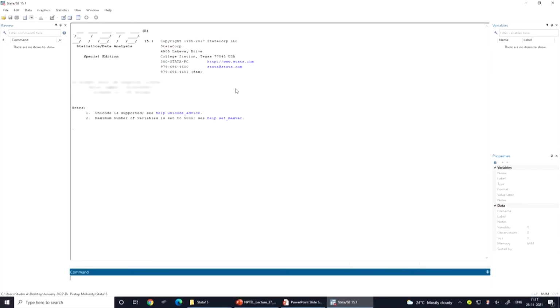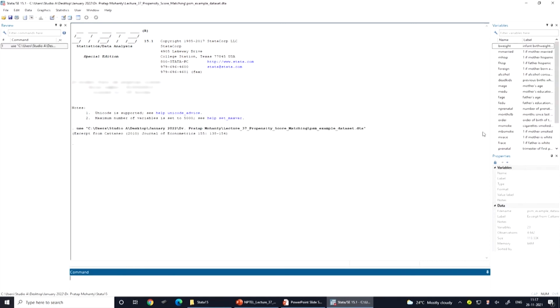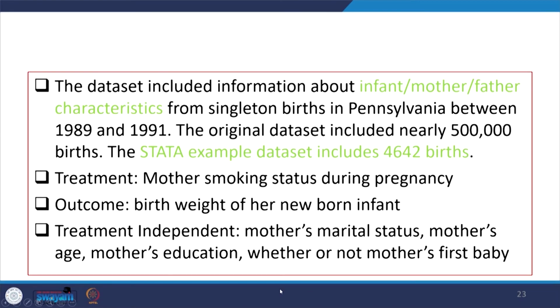So, let us open Stata over here, and now on the screen we are going to open the data set. So, we are going to open the folder, the practical data set. This is PSM. Yes, we have opened this data which we have shown to you. Now, we are going to run one thing that is going to be very useful for all of you. I am just going to give you some result over here.